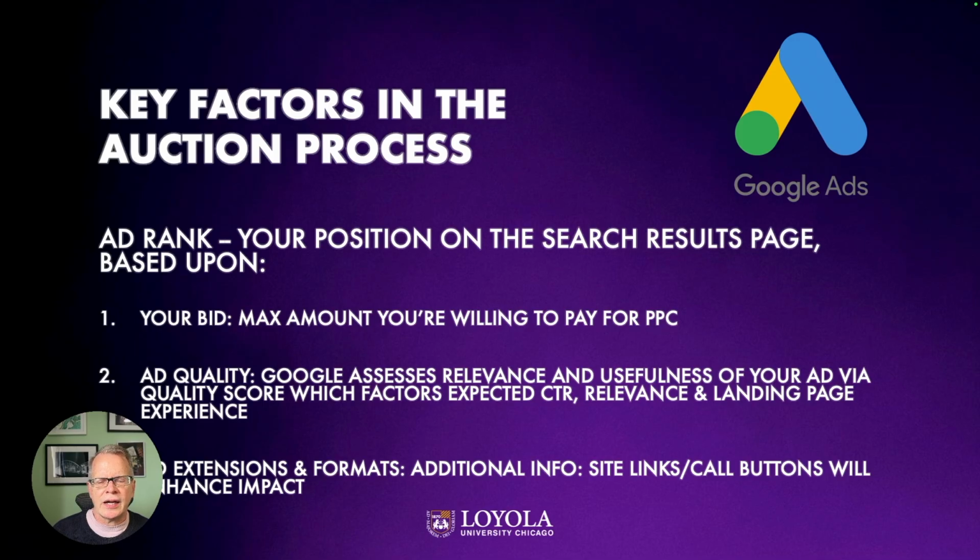The second is the ad quality. I'll get into details of what I mean by ad quality. When I mean ads, I'm not talking about a 30-second ad. I'm talking about those kind of sponsored text ads that you see in your Google search. Google assesses relevance and usefulness of your ad via a quality score, which factors in a lot of different things. It estimates your click-through rate, the number of times people will click on your ad, its relevance to the query, and the landing page experience.